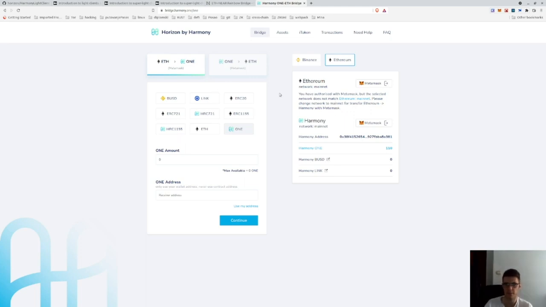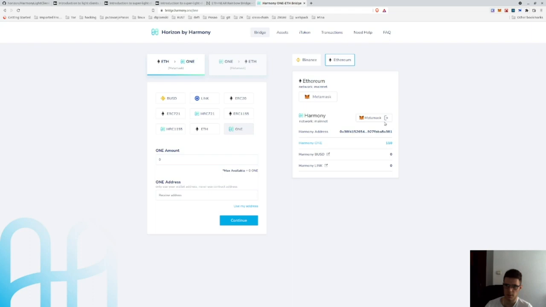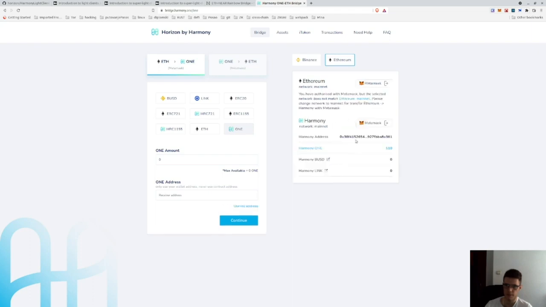Here's the bridge site. We can bridge tokens from Ethereum to Harmony and vice versa. Also, the Binance bridge is supported. You connect your MetaMask here, and you can bridge your assets. I'm not gonna do it now, but it's pretty straightforward. Just enter the amount and the address.